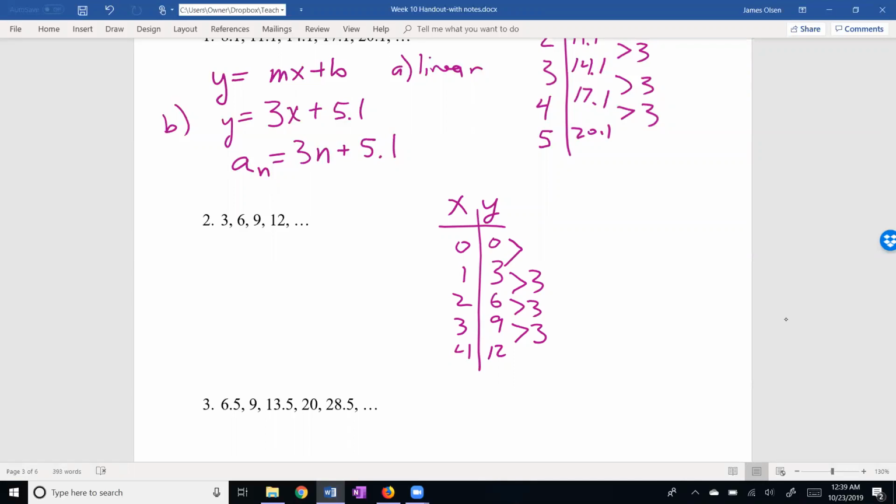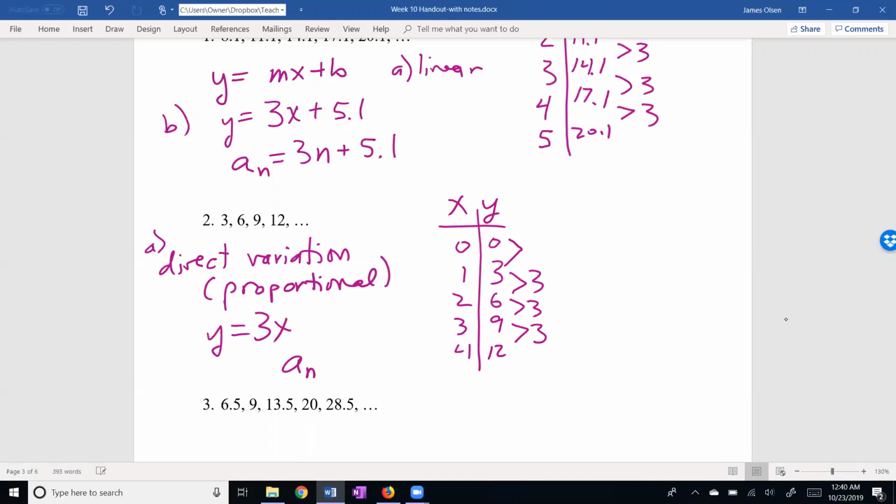When I have a linear function that goes through the point (0, 0), this is direct variation, which means it's proportional. And my formula is y equals 3x, or a_n equals 3n. Now let's go to our third example.